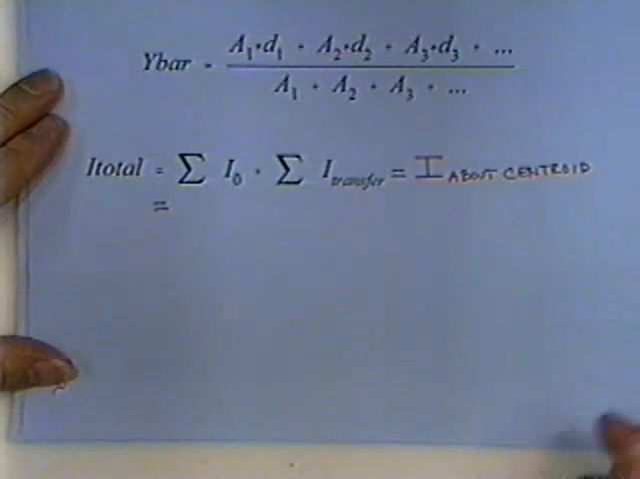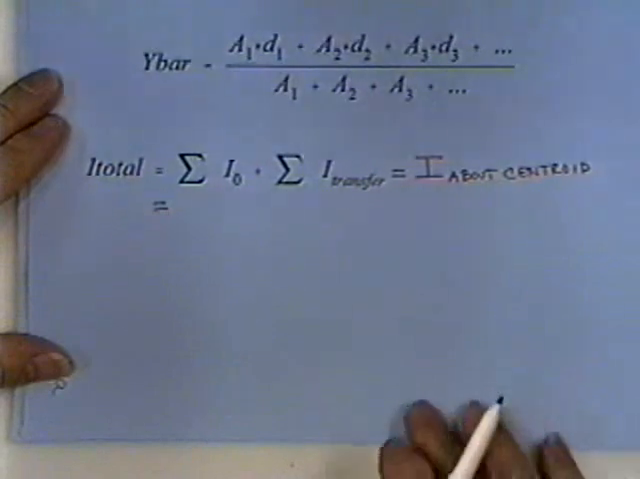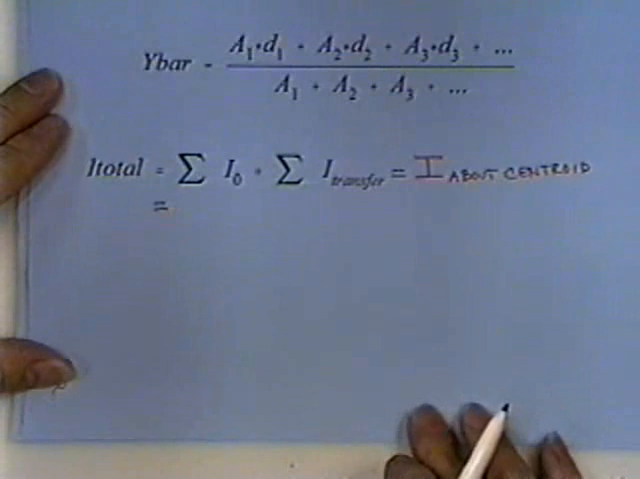So once you find the centroid of the shape, you need to find the moment of inertia about that centroid. If you're working on a weld problem, you'll find the centroid of the welds, and then you'll find the moment of inertia about that centroid. If you're working with a group of bolts, then you'll find the moment of inertia about the centroid of those bolts.